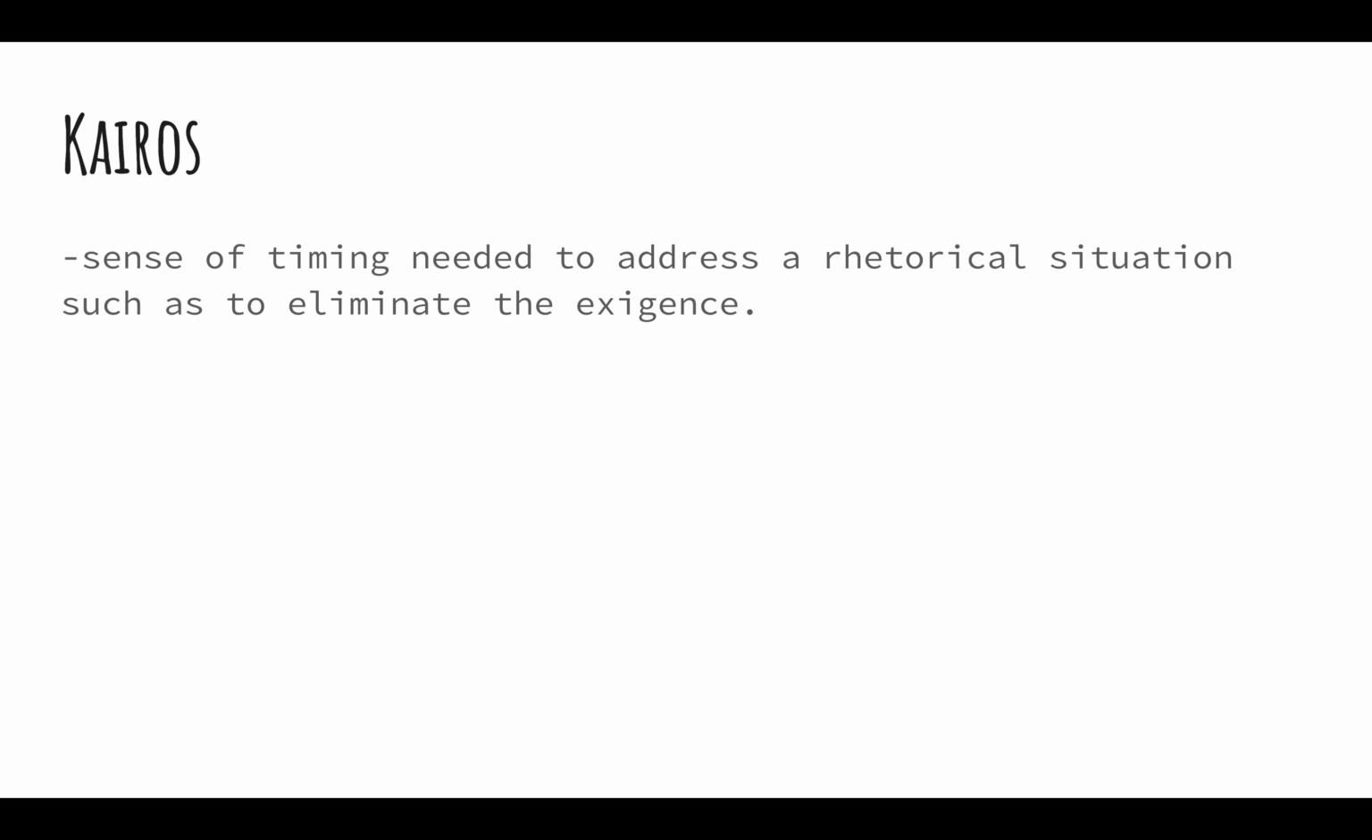Let's talk about one more concern that Bitzer has, and it's not unique to Bitzer. It's timing. And of course, we know the three main appeals of rhetoric: logos, or the word, the argument; ethos, or the credibility or character of the speaker; and pathos, which is the emotional appeal or emotional impact of a message. Timing was also an appeal. It's sort of one that we didn't pull into the big three, as it were. But that appeal is kairos, and it's a sense of timing needed to address a rhetorical situation. And for Bitzer, he talks about the sense of timing needed to eliminate the exigence.